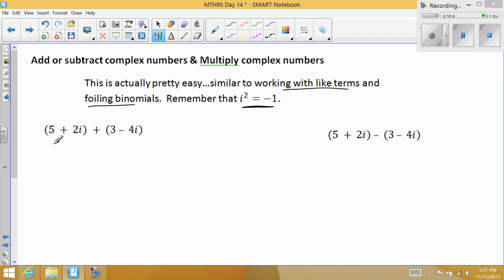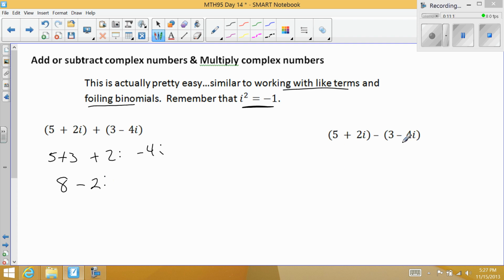So if we want to add the complex number 5 plus 2i to the complex number 3 subtract 4i, just think like terms. The 5 and 3 are like terms because they're both real numbers, and the 2i and the subtract 4i are like terms because they're both imaginary numbers. So we combine and we get 8 subtract 2i. 2i subtract 4i is -2i.